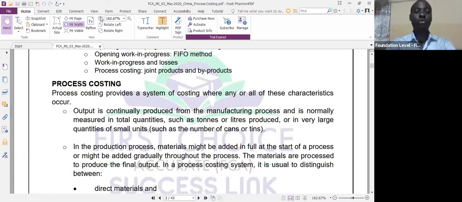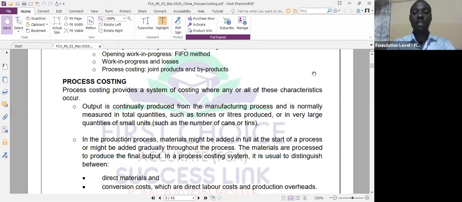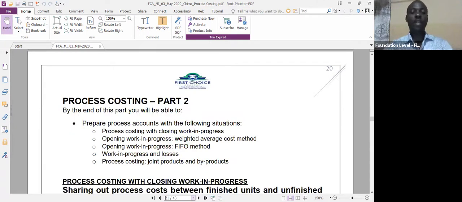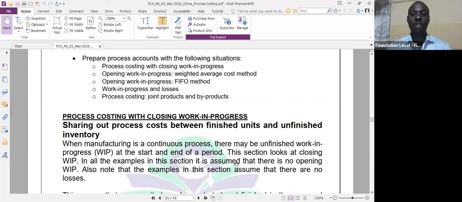In part two, we are going to be dealing with work in progress. We are going to be dealing with opening stock, opening work in progress, and closing work in progress. So we are going to be seeing that now, and that will be the basis for our discussion today. All right, so let's look at the process costing with closing work in progress.